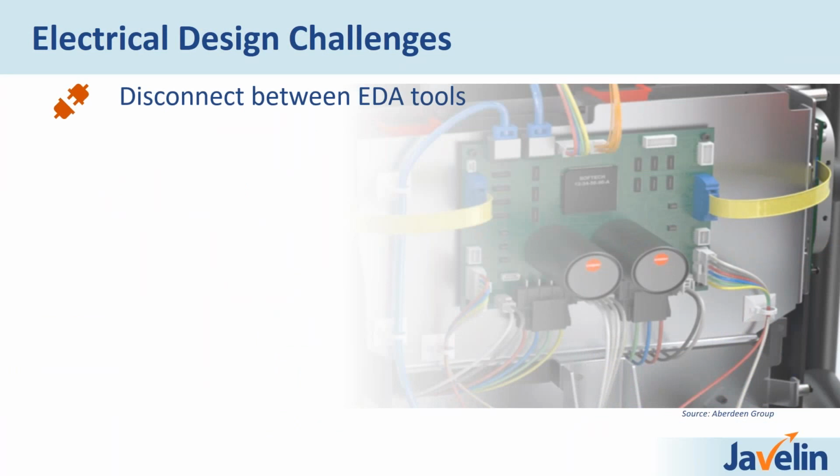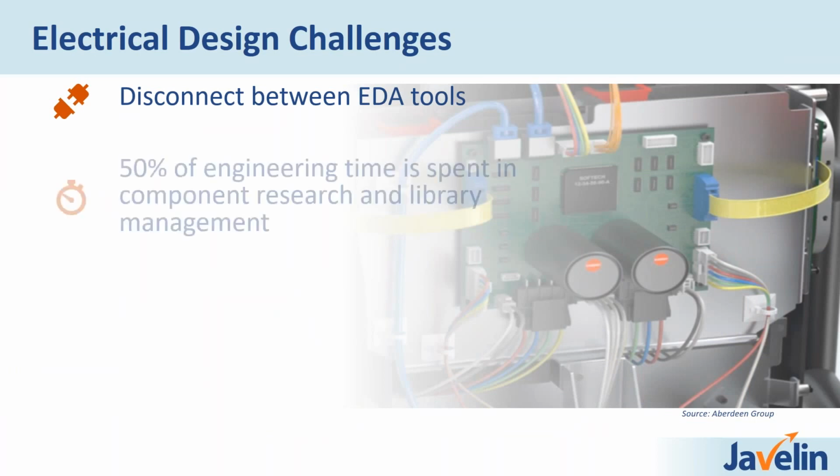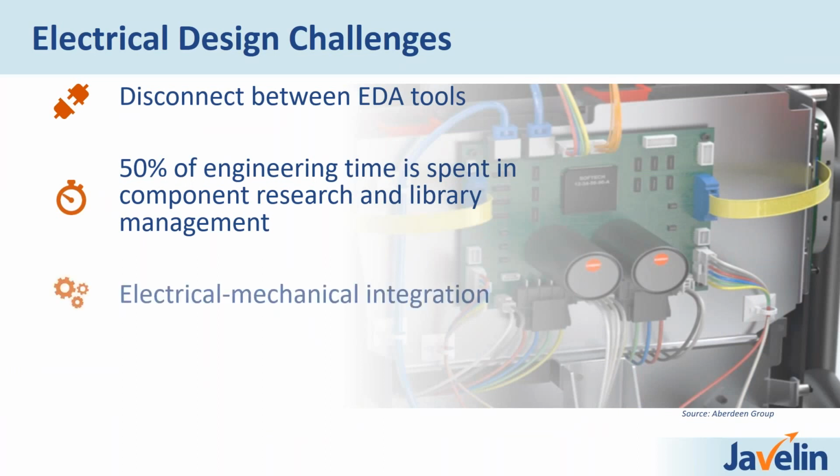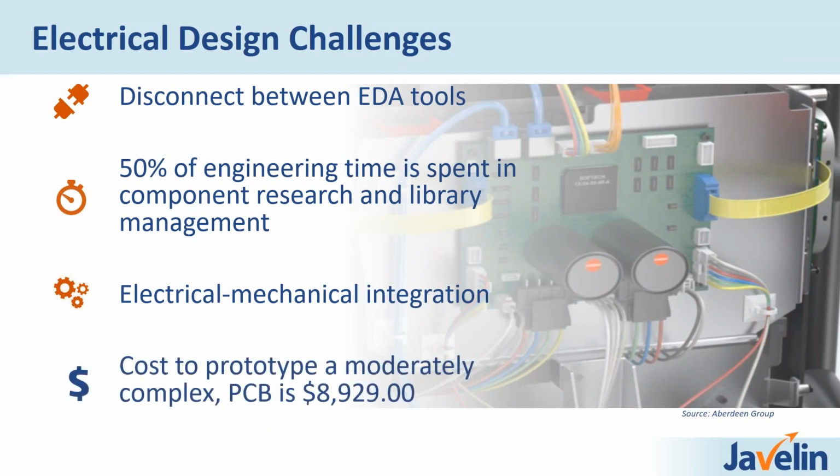As this case built on, we realized that there's a disconnect between the design tools. 50% of engineering time is spent in component research and library management. There was still more work to be done in electrical and mechanical integration. And the cost of a moderate prototype is about 8,000 or so. So every time you made a mistake or wanted to go back to the drawing board, we noticed that our customers were spending quite a lot of money.